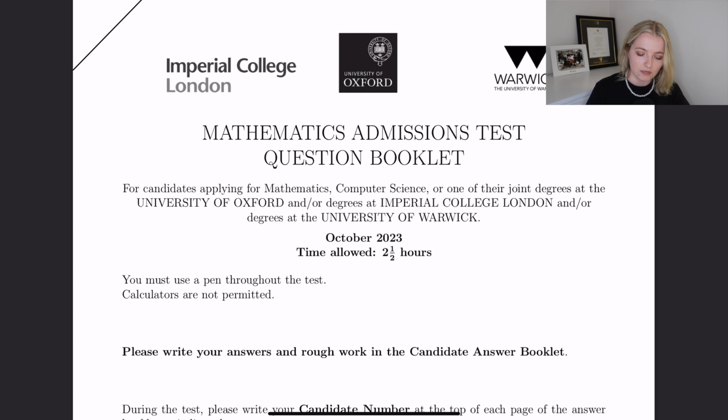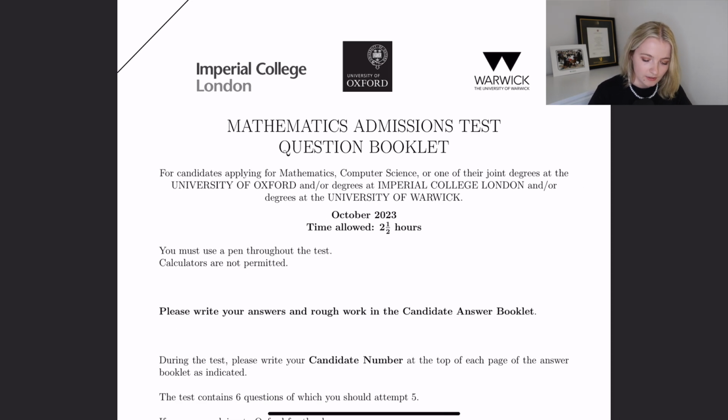So I know that the admission test, the MAT for the University of Oxford, is required if you want to study mathematics at the University of Oxford and some other degrees as well that I think integrate maths within it. As for the University of Warwick and Imperial, I believe that this is not compulsory, but taking it does improve your chances of getting selected. So yeah, let's take a look at the full paper and then we'll dive into some of the questions.